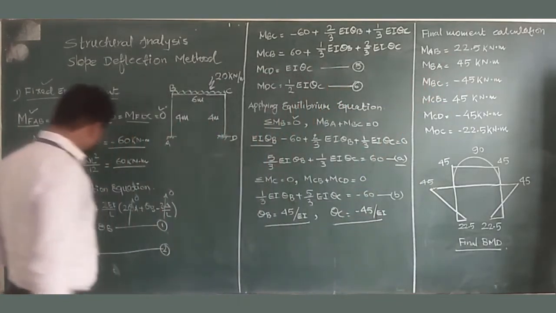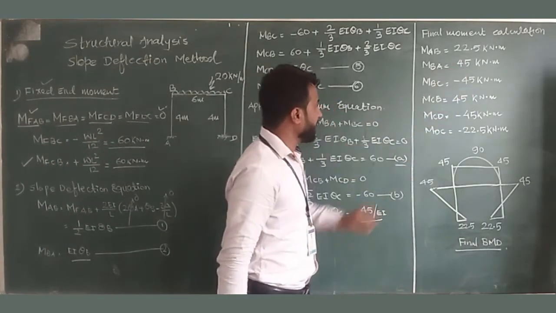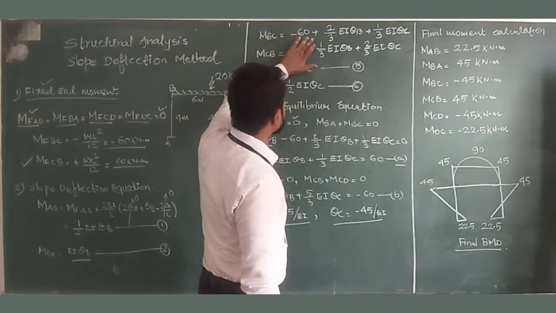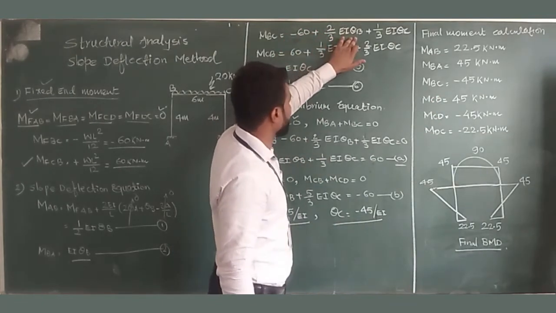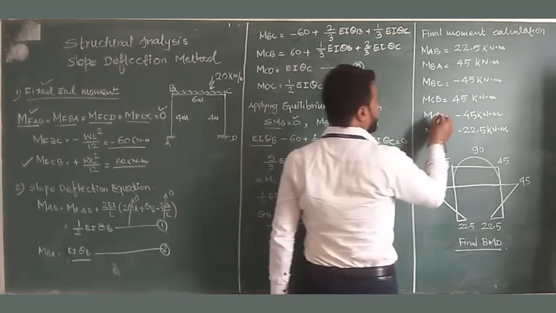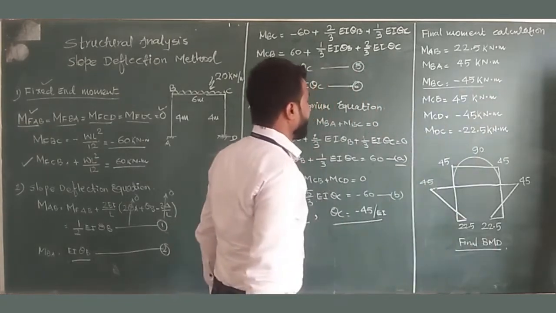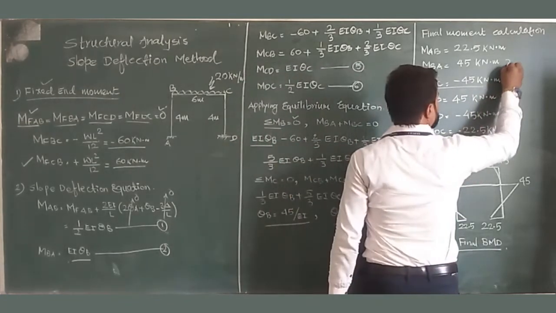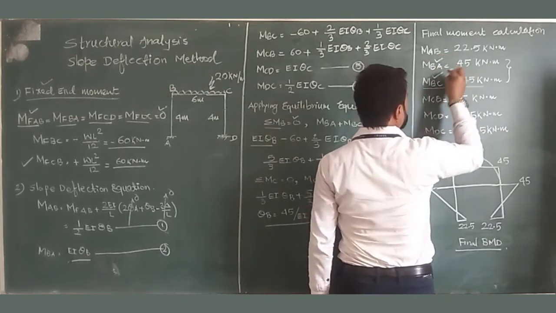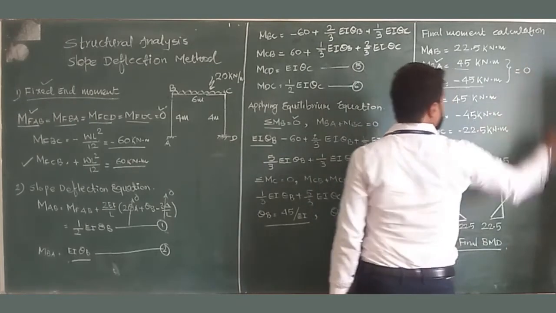Then BA is EI theta B, so directly we will write over there 45. Then BC having this equation, so this is minus 60 plus 2 by 3 EI theta B, which is 45, plus 1 by 3 EI times minus 45. So the answer we are getting is minus 45 kilonewton meter. Okay. Now here you can check this. The sum of the moment at joint B equals 0. So BA is 45 and BC is minus 45, so we are getting 0.